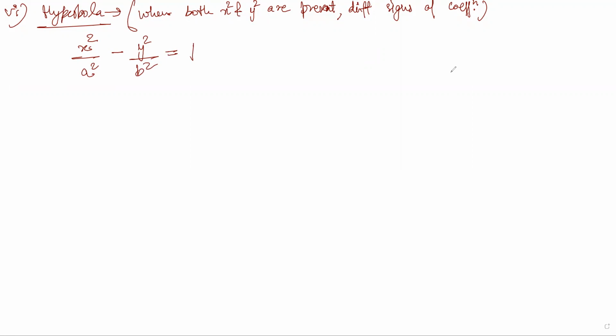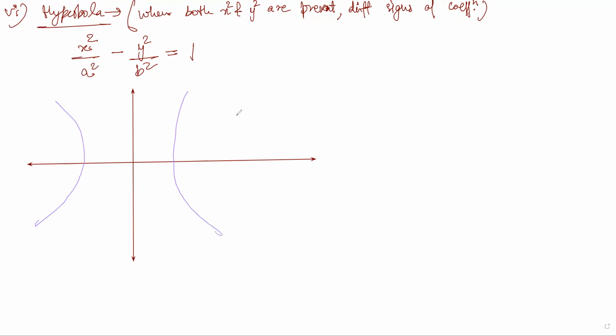And the graph will be something like this. I'm just drawing out the basic graph. These are two graphs. This point would be minus a comma 0. This point would be a comma 0. This is the graph of a hyperbola.